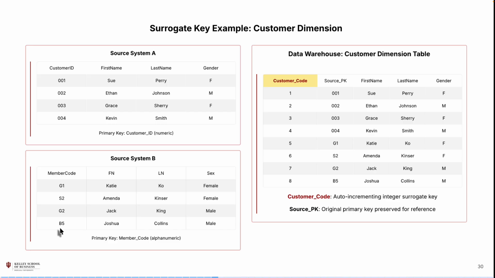And the data warehouse generates a uniform integer key value, which is customer code, and this is used as the primary key. And this is what we call a surrogate key. So in addition to the surrogate key, we also keep the original keys, which we call source PK. And these are kept here for reference. So you may ask, why do we need surrogate keys?